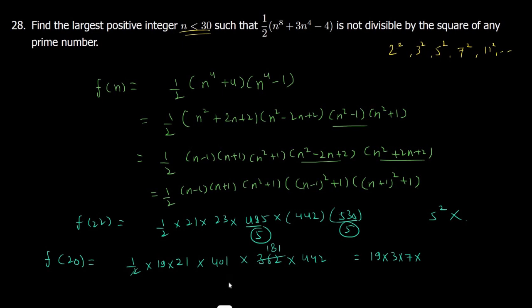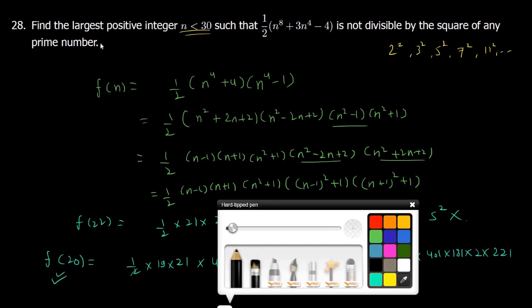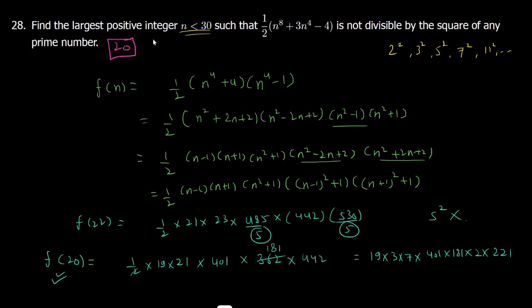Is it divisible by any of the other primes less than 20? Let's quickly check: 3 not divisible, 5 not divisible, 7 not divisible, 11 not divisible, 13 not divisible, 17 not divisible, 19 not divisible. So it's clearly a prime. So 401 is a prime number, 181 again a prime number, and 362 we can write as 2 into 181, and 442 as 2 into 221, and 221, if we check, is again a prime number. So yes, no prime has power more than 1. So 20 is our desired number. The answer of this question will be simply 20.